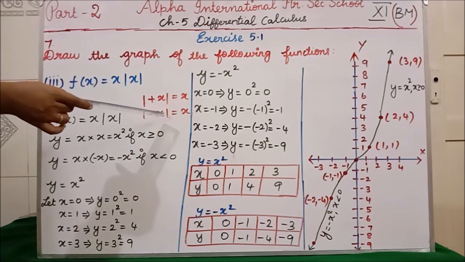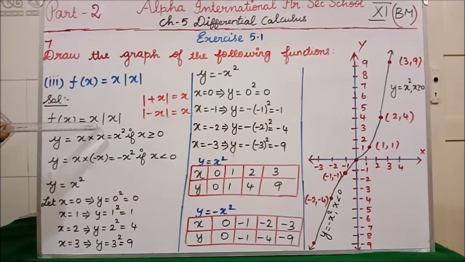Next, suppose the inside of the modulus is negative. Here I have written y equal to x into minus x, so x into x is x square, with a minus: minus x square, if x is less than 0. Less than 0 means we are not considering 0. Less than 0 means minus 1, minus 2, minus 3, minus 4. All those are negative values, so we get minus x square.